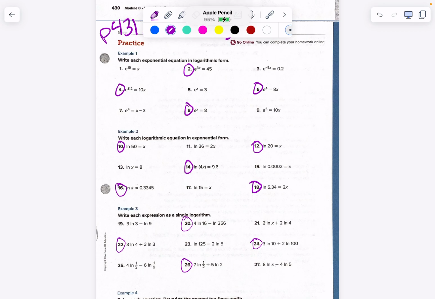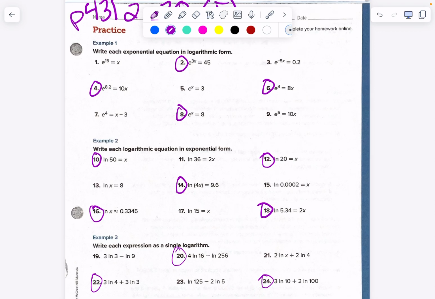Okay. All right. Use your time. 2 through 18 should be like free points to you. You're just moving stuff around.